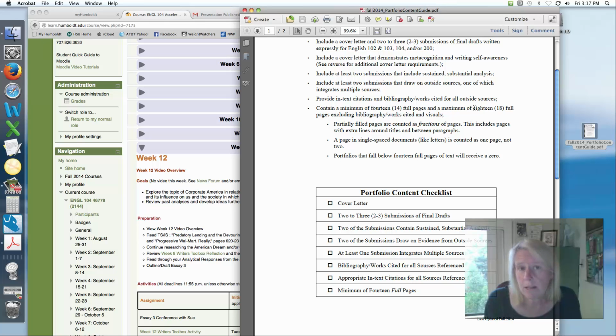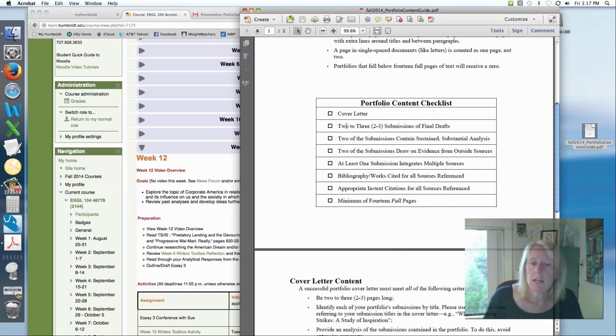If you have a half page of text, it's half a page. If you have a quarter page of text, it's a quarter page. So please don't get in the habit of thinking that just because you filled a portion of a page, that actually counts as a full page. Those will be added together and combined when your page count is taking place. But you do have to have at least a minimum of 14 pages in order to have your portfolio accepted by the committee. If you have a single space page, which would be the cover letter for your portfolio, those single space pages count as pages and not as double spaced.